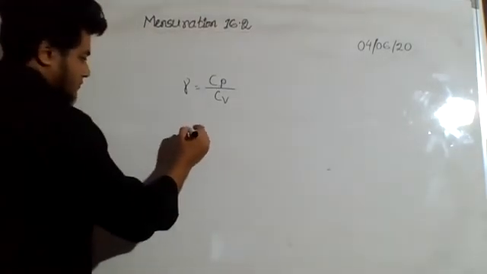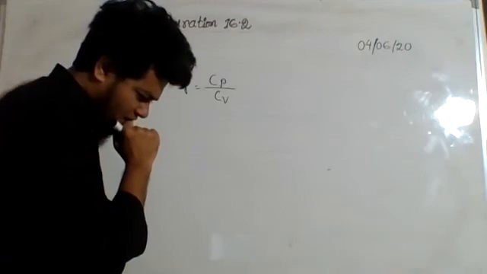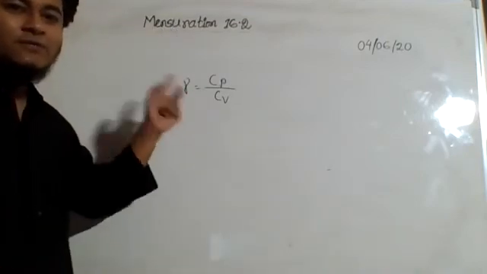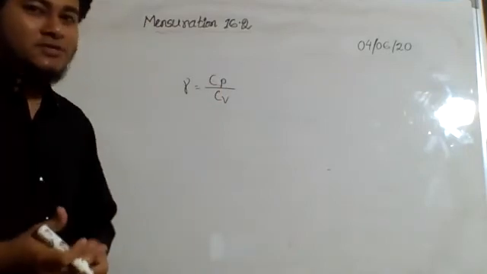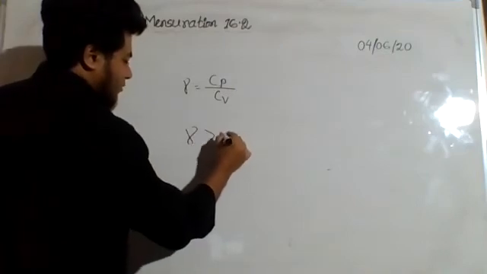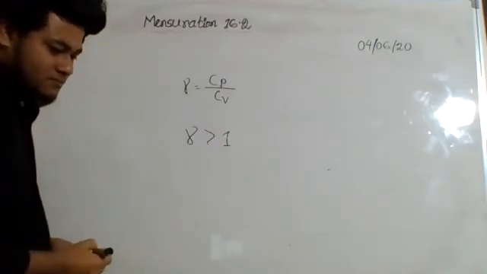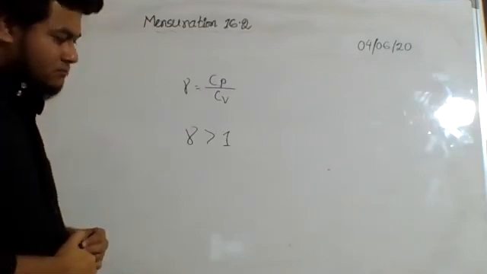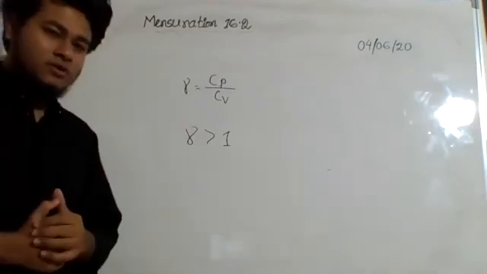Positive, sir. Definitely positive, and it is unitless. If the ratio of two positive things, definitely it will be positive. But there is a special thing that I can say. Can I write gamma will always be greater than 1? Yes, sir. Okay, definitely gamma will always be greater than 1.